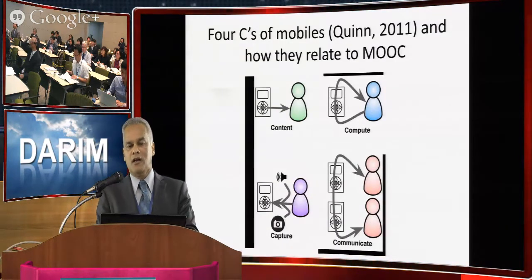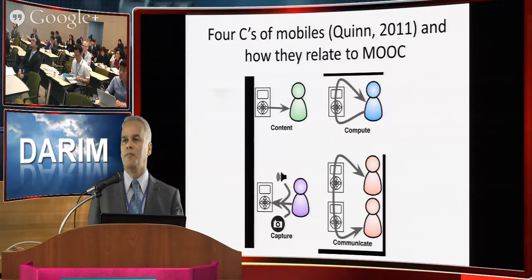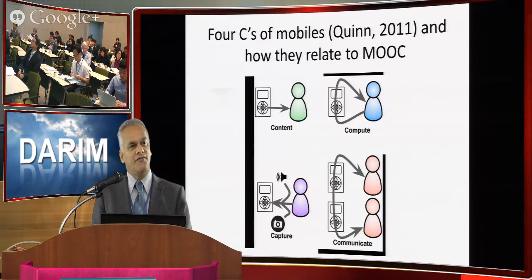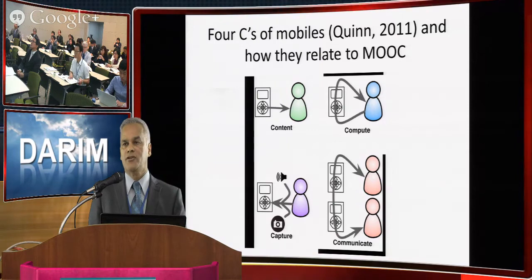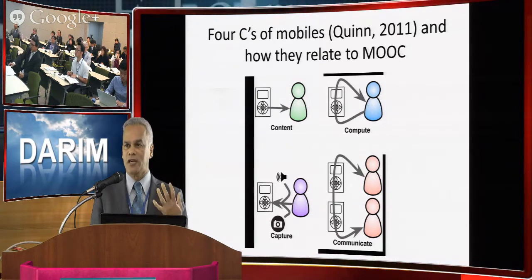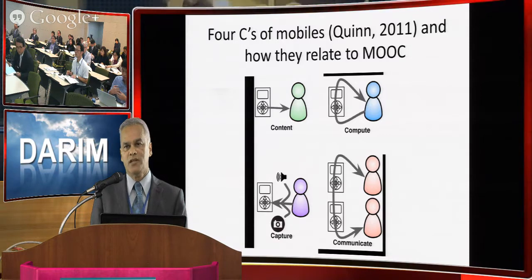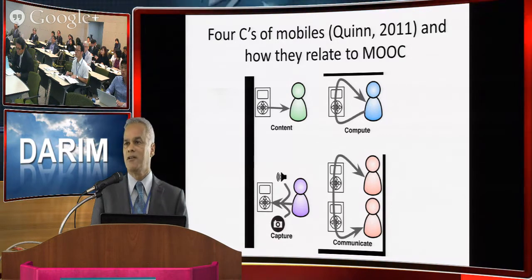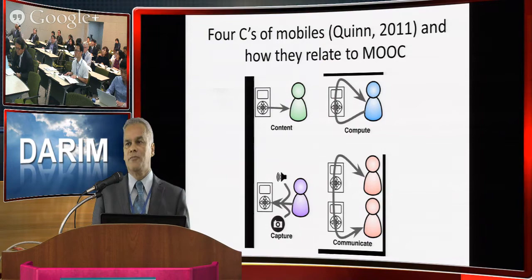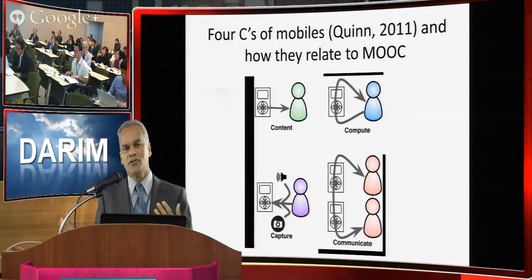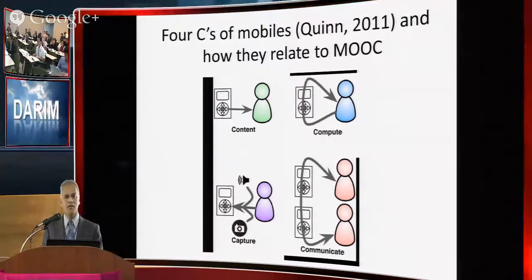My good colleague, Clark Quinn, came up with the 4 C's of mobile. If educators are really creative, you can use mobiles in MOOC courses. Students can use the mobile to access content, so they can access the MOOC course using the mobile. And of course, mobile technology is like a computer. They can use it to do simulations, they can use it to play games, etc. So there should be learning activities in MOOCs that get the students to interact with the content and complete activities, so there is higher level learning.